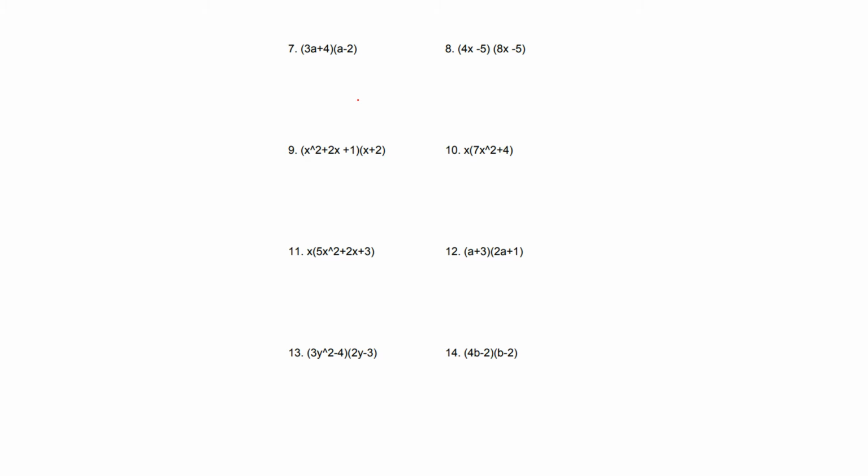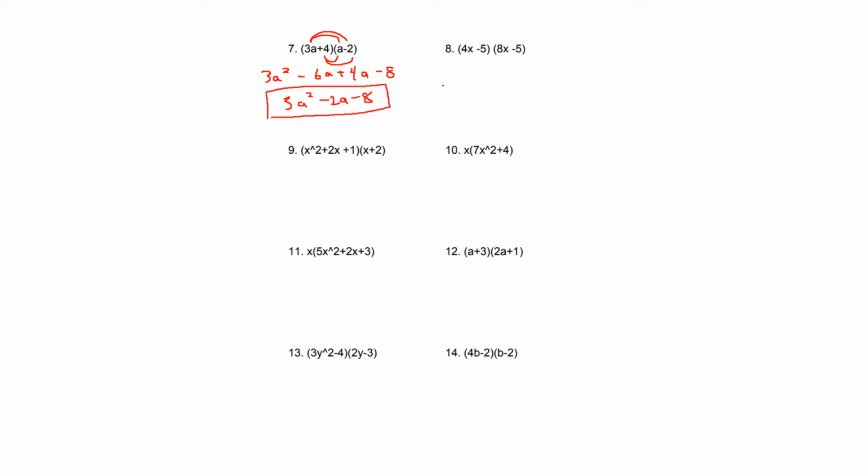Okay, for number 7, we could also use FOIL here. So multiply the first terms together. So it's 3a squared. Multiply the outside terms. So it's minus 6a. Multiply the inside. So it becomes 4a. Multiply the last terms. So it becomes minus 8. So this becomes 3a squared minus 2a minus 8.